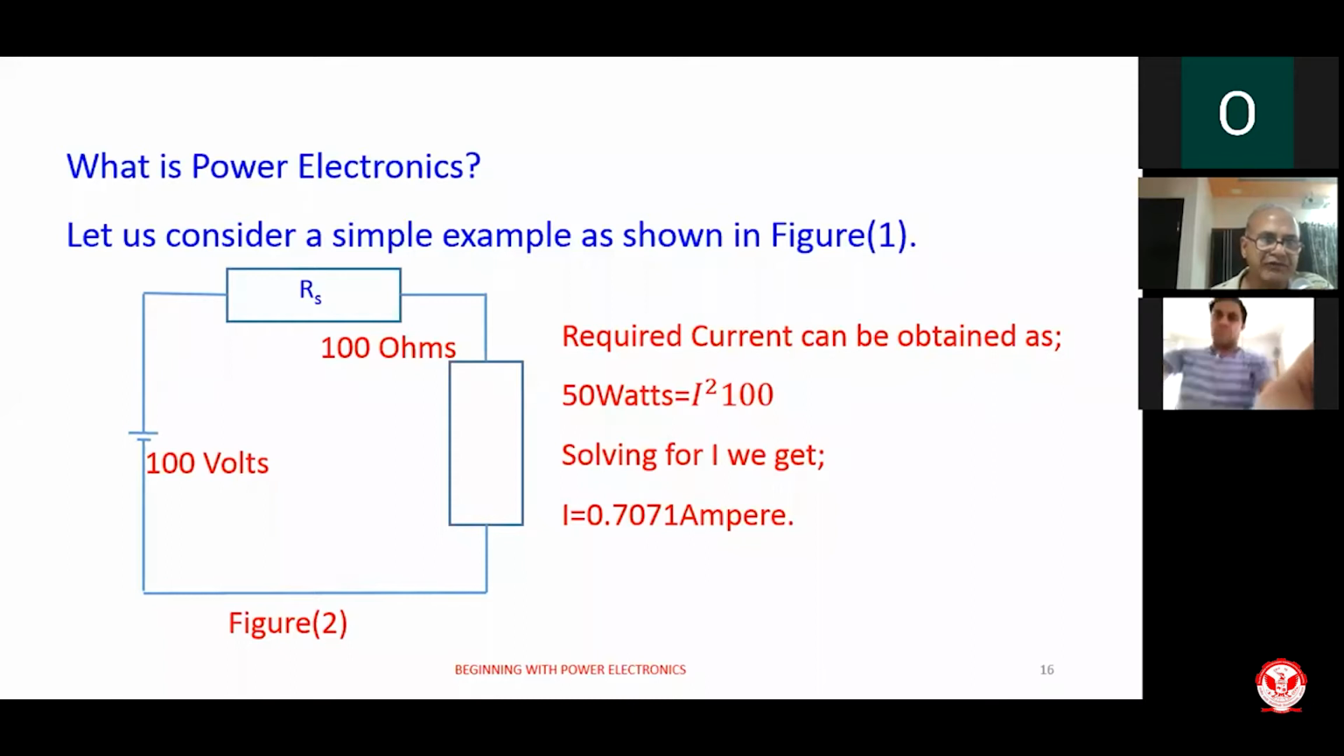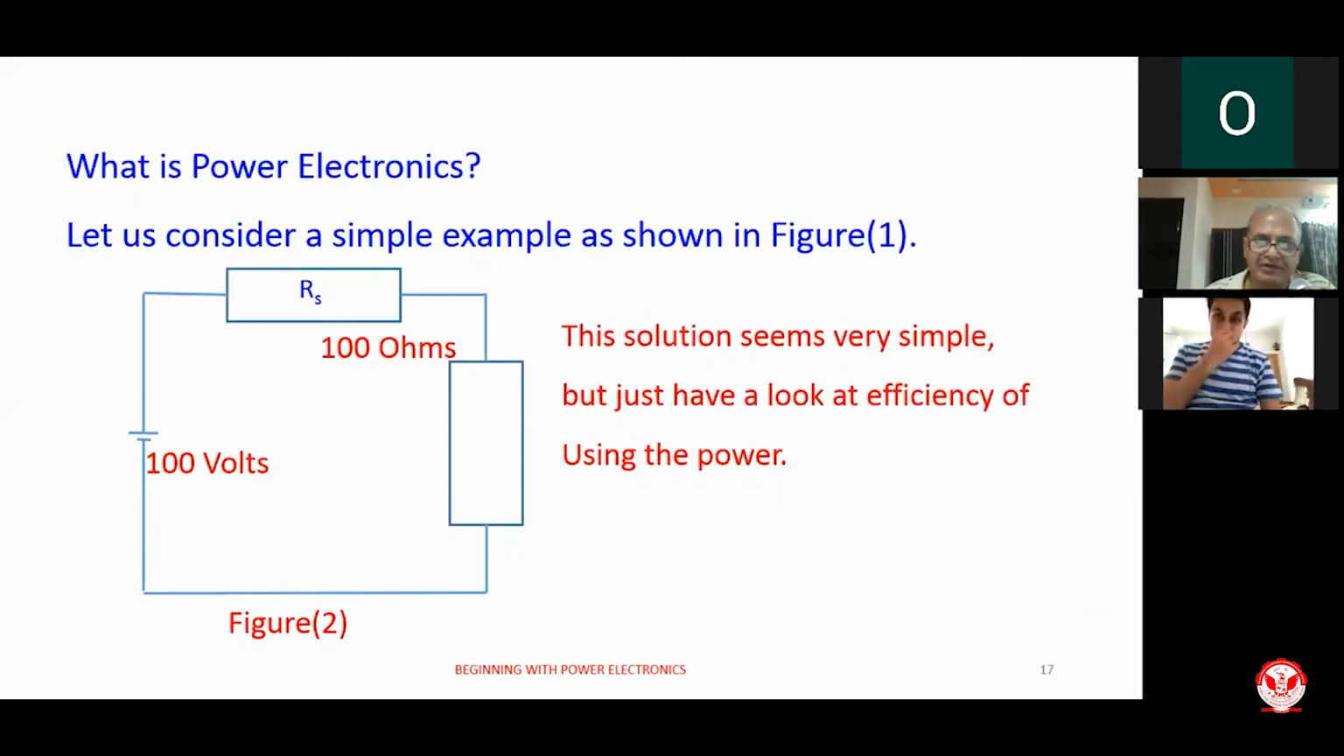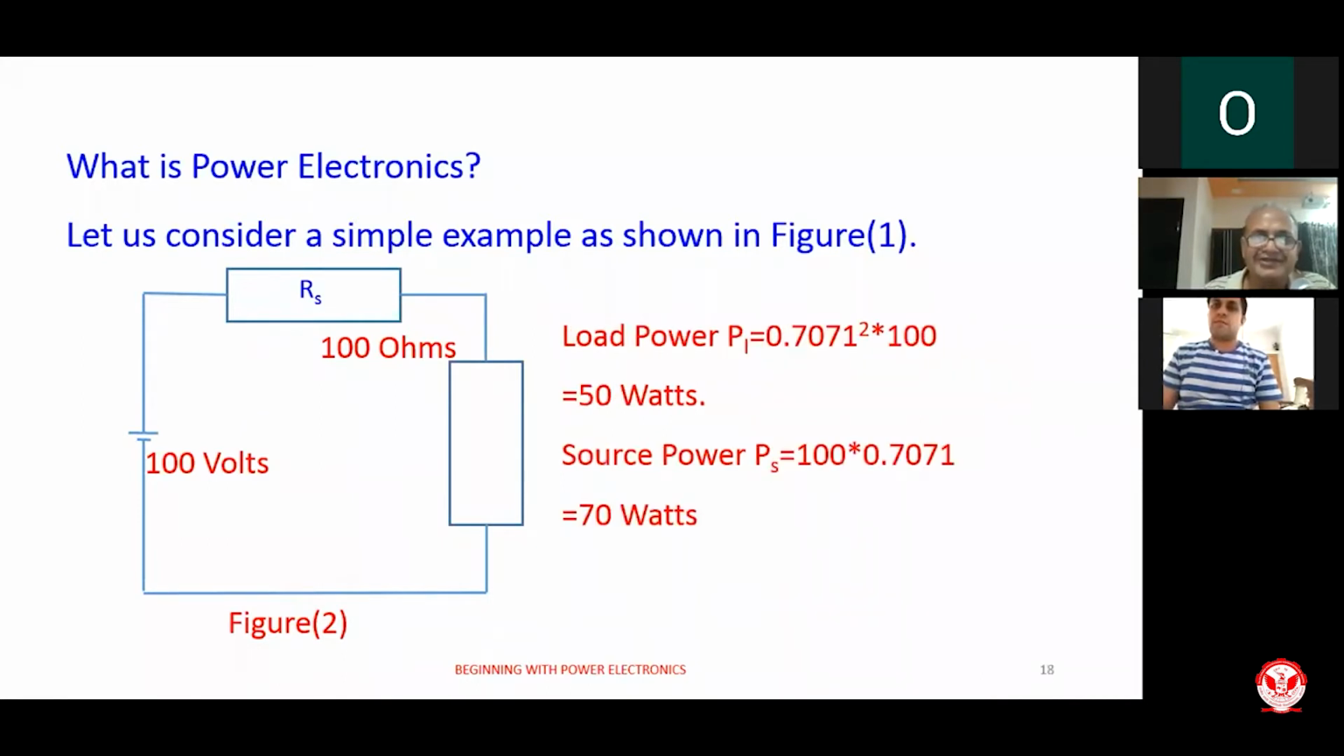This means the value of RS should be determined in such a fashion that the resulting current gets reduced to 0.7071 amperes. We can calculate RS easily using our normal network rules. The solution seems to be very simple. Just insert a series resistance and my problem is solved. But let's see the power efficiency now.